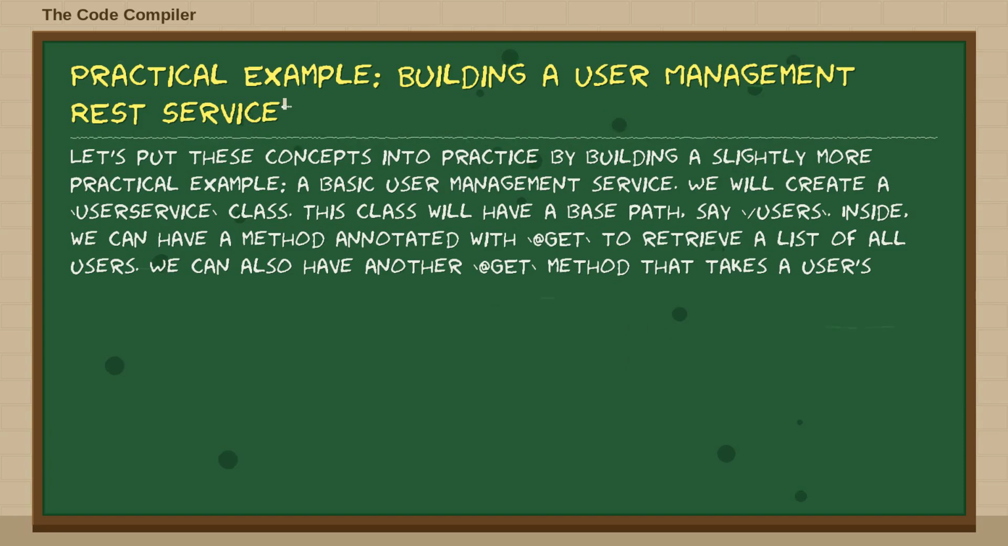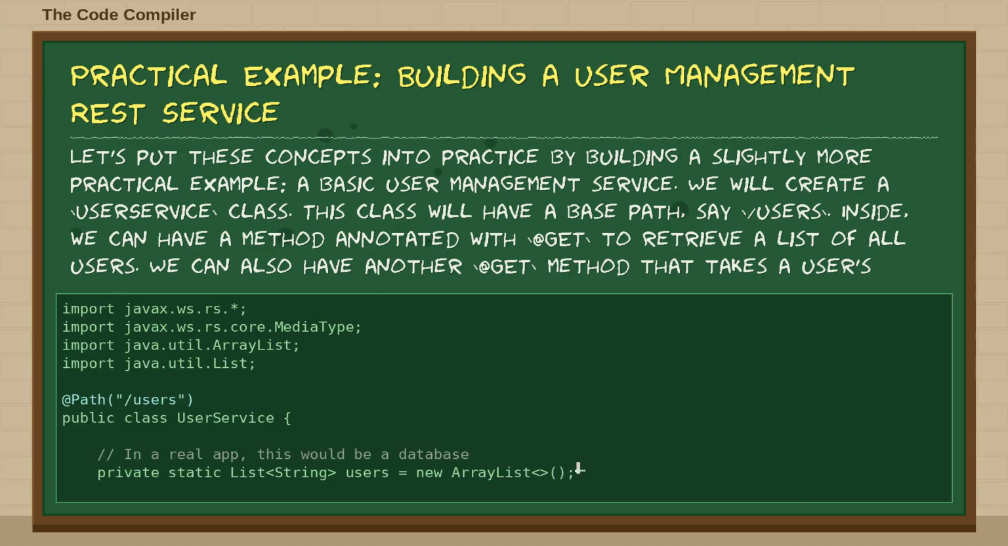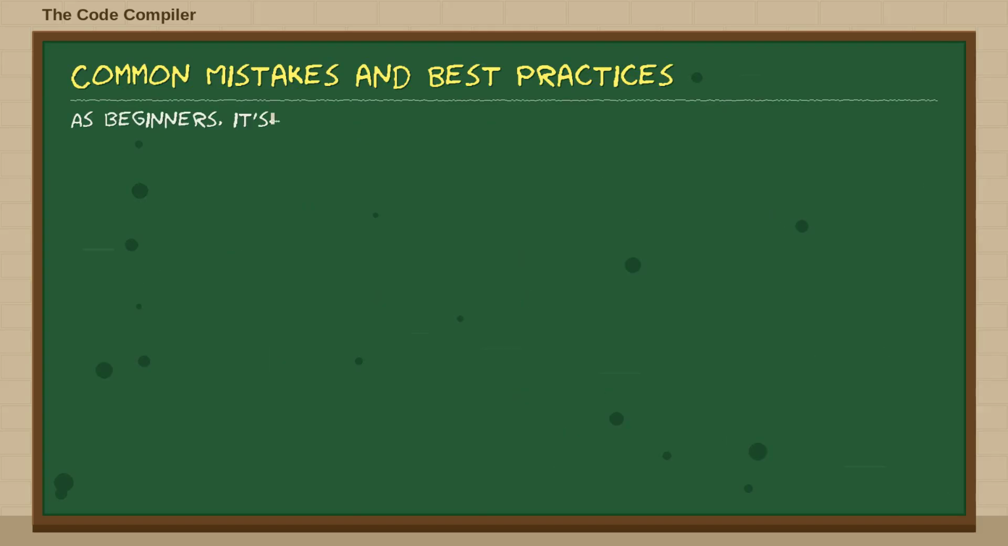For creating a new user, we would use a method annotated with @POST and @Consumes(MediaType.TEXT_PLAIN) to indicate that it expects plain text data in the request body. This demonstrates how JAX-RS allows us to map different hypertext transfer protocol operations to different methods within our resource class, making our web service very organized and easy to understand.